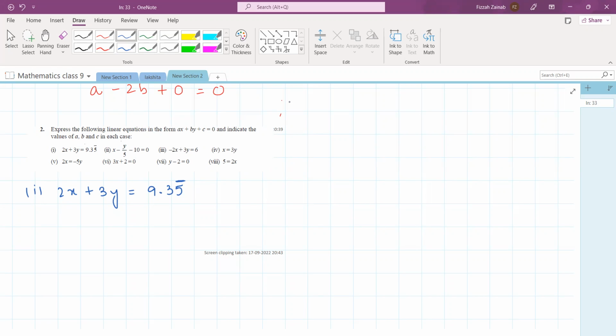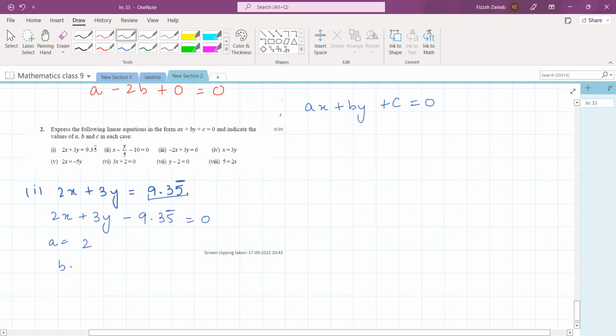Anyway, you have to represent it in this form: ax plus by plus c is equal to 0, right? This number is not having any variable. It's your constant term. Bring it to the left hand side. So 2x plus 3y minus 9.35 bar is equal to 0. So now it is in the form of ax plus by plus c. So what is the value of a? 2. b? 3. And c? Minus 9.35.